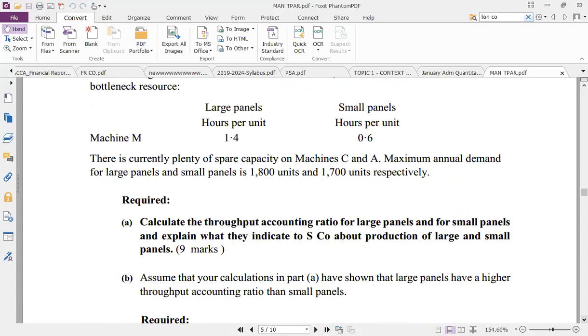How do we get this? First, calculate the throughput accounting ratio for us. What do you do second? You explain what they indicate, the meaning, the interpretation. If it's less than 1, if it's greater than 1, if it's equal to 1, what does it indicate about the product? That's it.